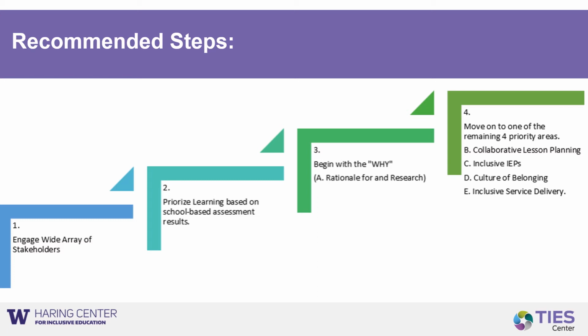Third, in support of your school's journey to inclusion, as already discussed, we recommend that you begin by engaging in learning the why underlying inclusive school communities. Discussing the rationale and research for inclusive education is an important place to start. However, we have also learned that quite quickly you need to move to the how and the what of inclusion, which is the focus of the remaining 4 priority areas. Fourth, move on to one of the remaining 4 priority areas, collaborative lesson planning, general education and inclusive IEPs, creating a culture of belonging and facilitating peer relationships, or the inclusive service delivery, based on your building's priorities and school-wide assessment results.